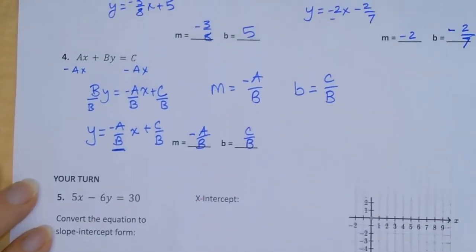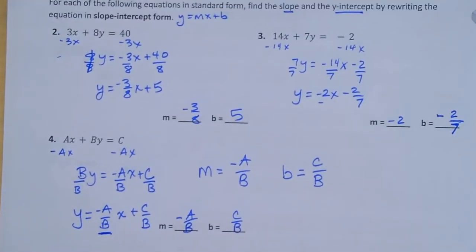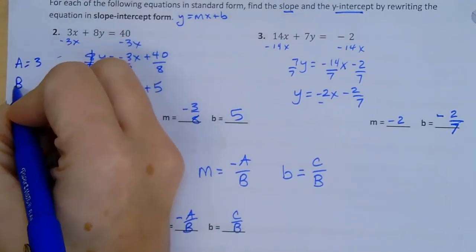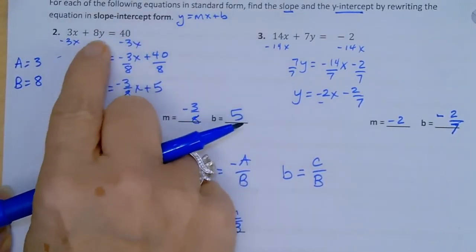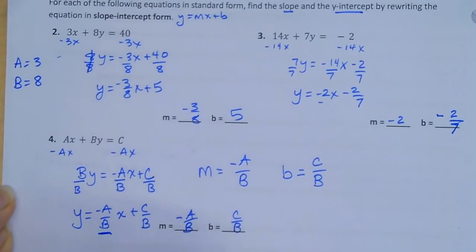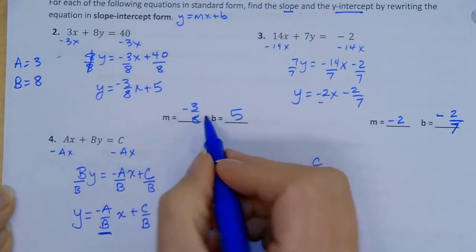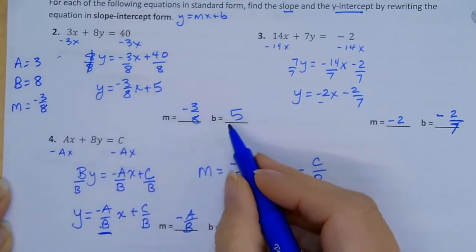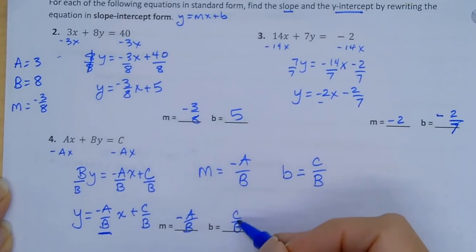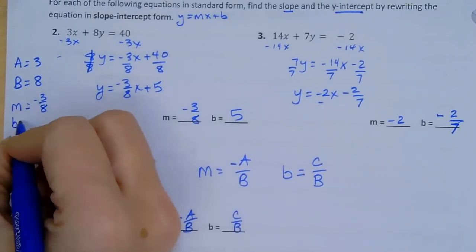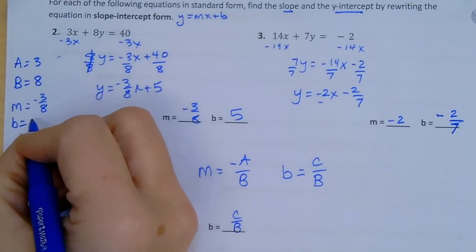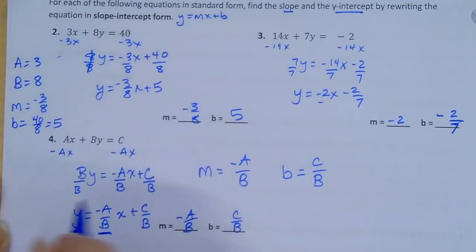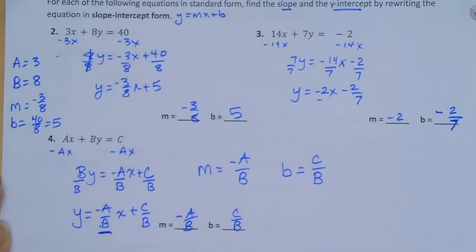Okay, let's check and see if that is what really happened up above. If I know over here a equals 3 and b equals 8, right? I just took them straight from my equation. Then if my slope is negative a over b, my slope would be negative 3 over 8. And if my y-intercept is c over b, c was 40, so 40 over 8 equals 5. You can see that it is true. If you check that out on our other example, you can see that it is true as well.